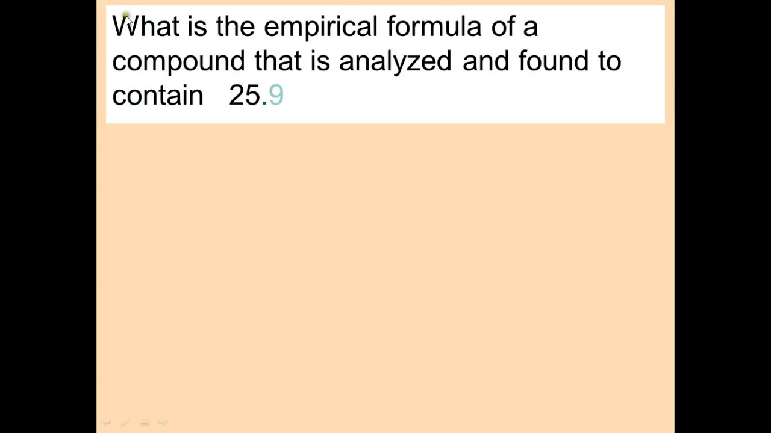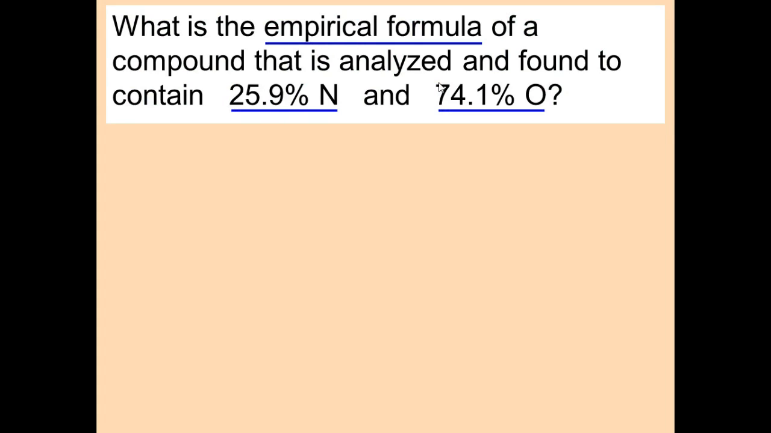So here is our first problem. What is the empirical formula of a compound that is analyzed and found to contain 25.9% nitrogen and 74.1% oxygen? So the first step is we have to identify everything. We need to find the empirical formula, and we have percentages. The first step of our jingle is percent to mass, so we literally just take off the percent sign and assume it's out of 100. So we just change the percent sign to a gram sign, a G. That's the first step done right there.